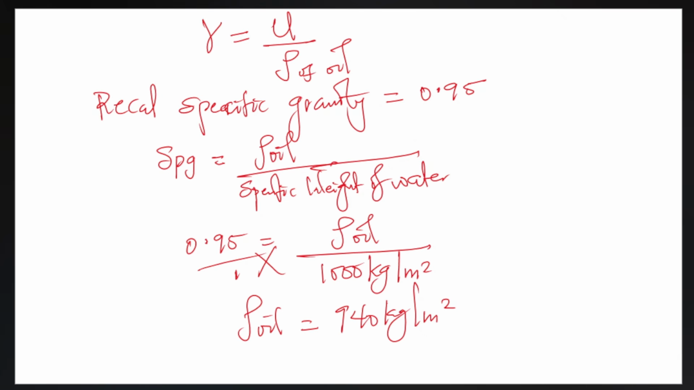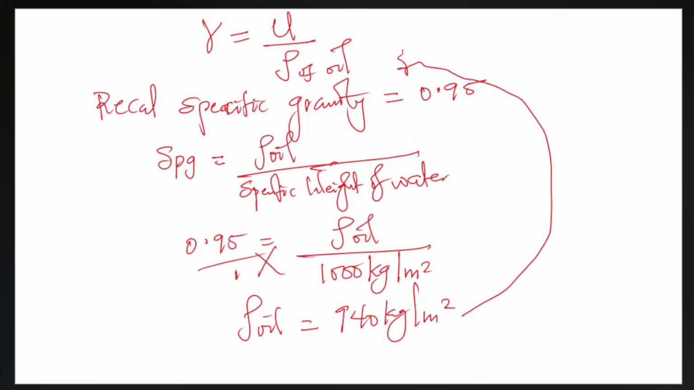So what you do is you input this value into your equation that says kinematic viscosity is the product of dynamic viscosity divided by density of oil, which is 940 kilogram per meter square.